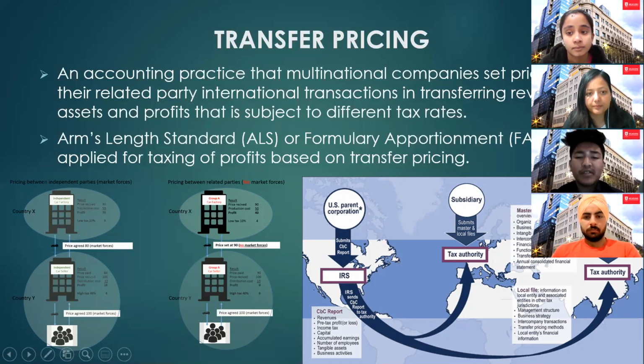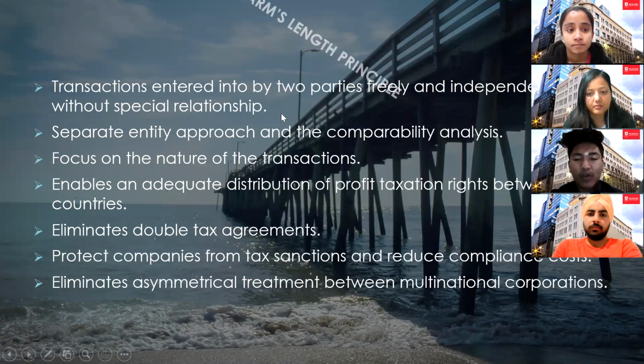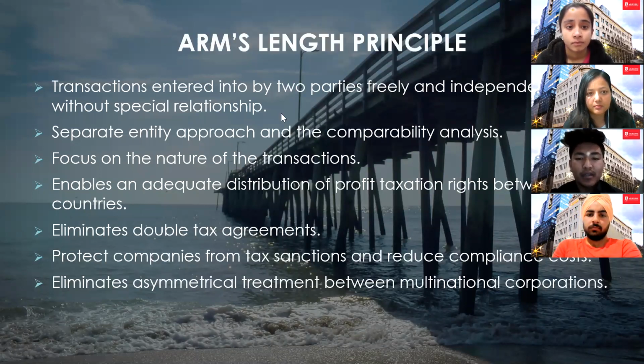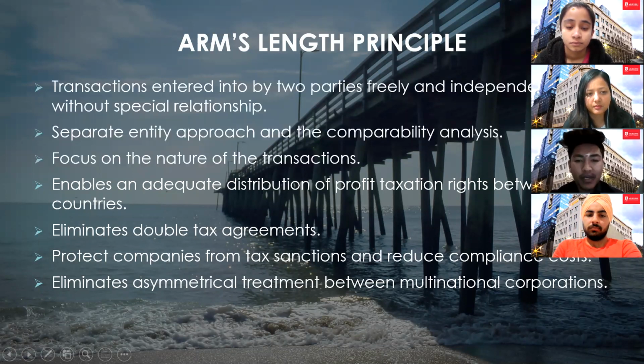Further, transfer pricing includes two major principles, that is the arm's length principle and the formulary principle, dealing with tax purposes. The arm's length principle refers to the transaction when two unrelated parties trade with each other and decide on a market price for the goods sold. It is a separate entity approach and focuses only on the nature of the transaction.